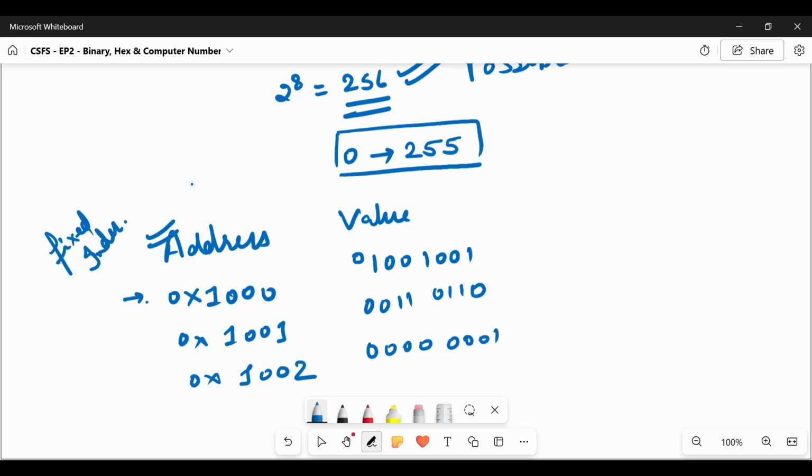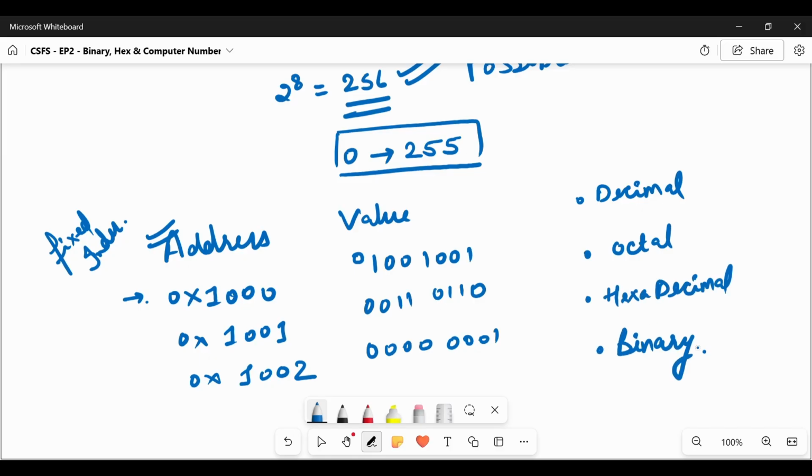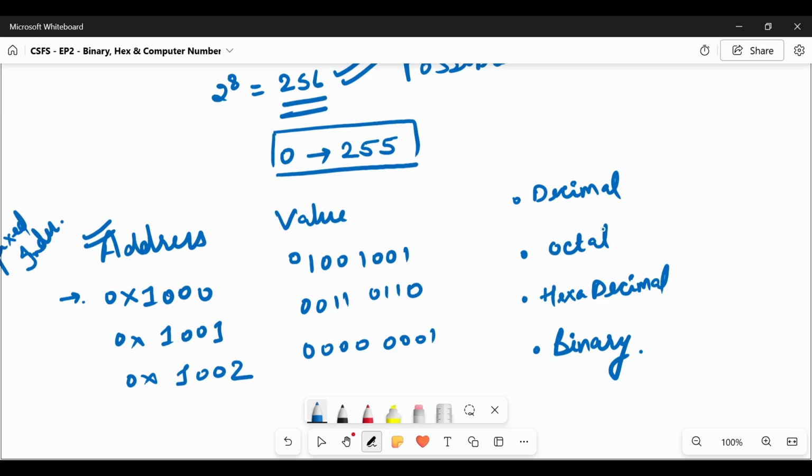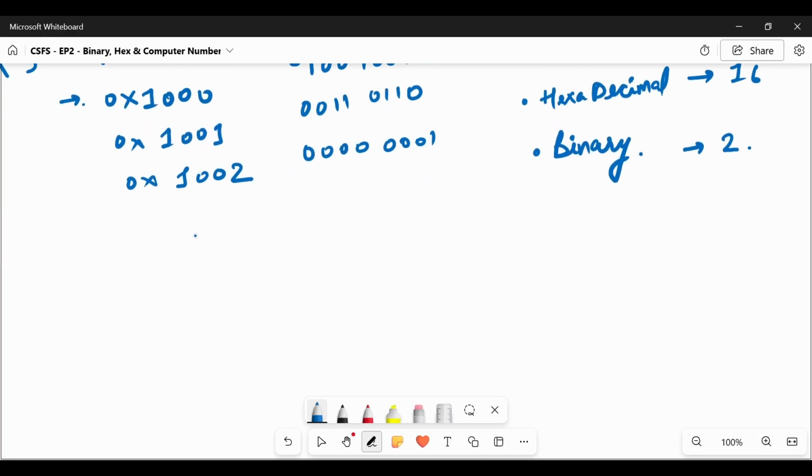In number systems, we have multiple systems like decimal, octal, hexadecimal, and binary. All number systems can be distinguished by their bases. Decimal is base 10, octal is base 8, hexadecimal is base 16, whereas binary is base 2. For example, we have the decimal number 345.